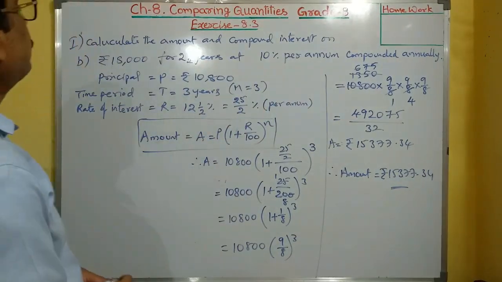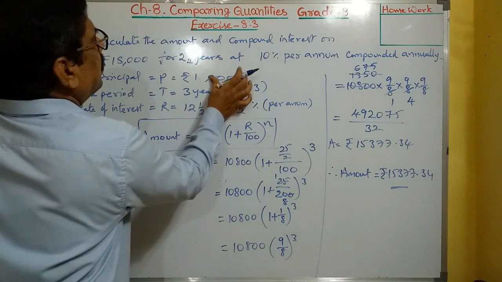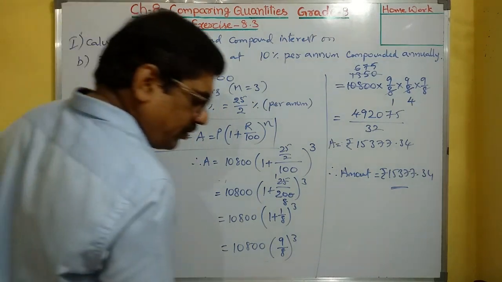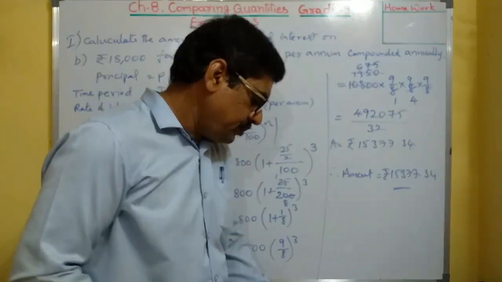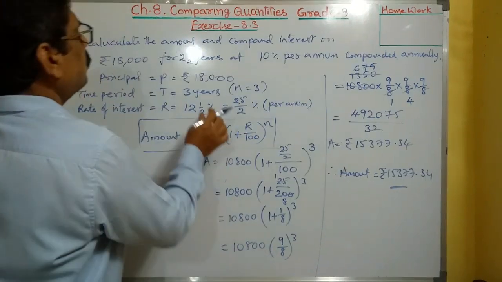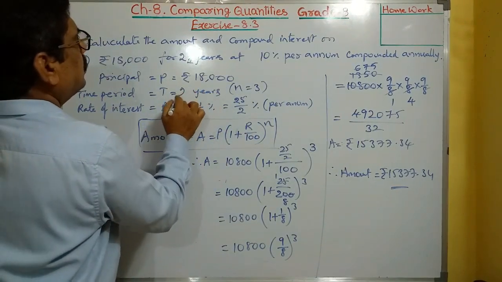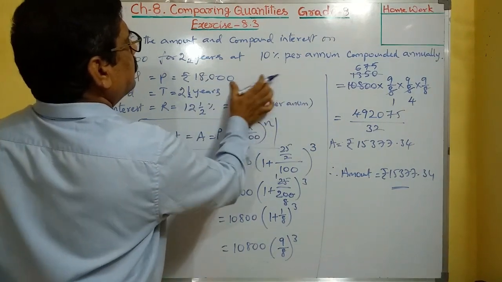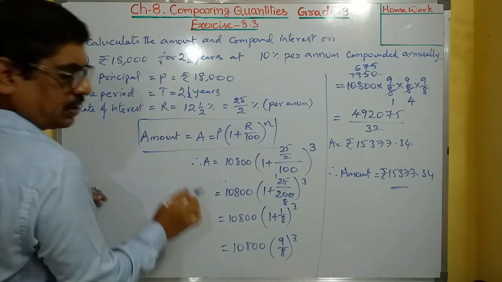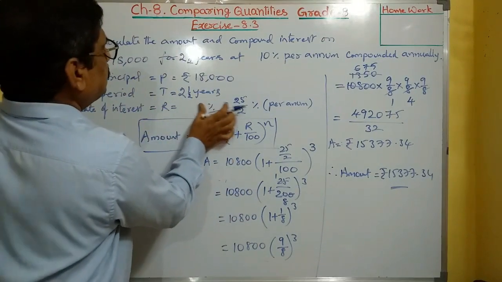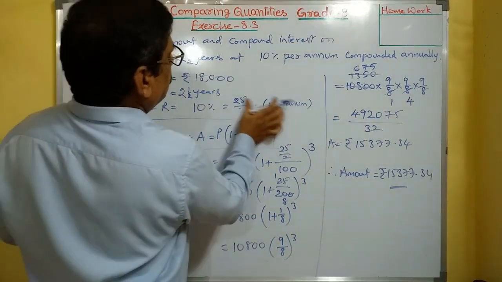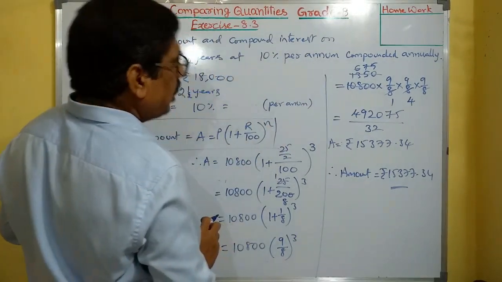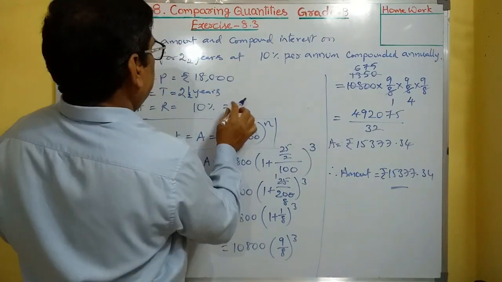Now let us do it. So here principal is 18,000 and what is the time period given? 2.5 years. So here we have to write 2.5 years. Okay, and rate of interest is given 10% per annum. Is it per annum? Okay, annum only. 10% per annum.